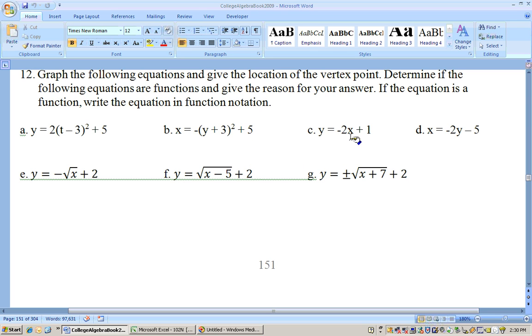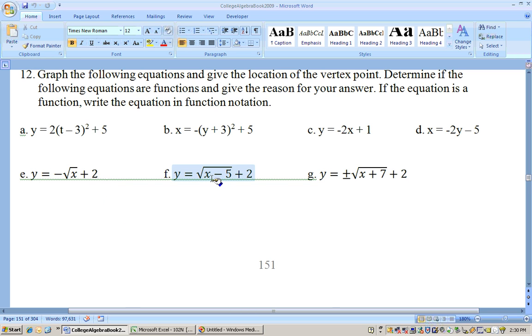This is just a linear equation. It does not have a vertex point. This is just a linear equation. Again, even though it's solved for x, nothing is squared or anything, so it's just a line. This is the bottom half of a sideways parabola whose vertex point is at 0 because there's no shift underneath the radical sign at 0, 2. So it's 0, 2, and it'd be the bottom half of it.